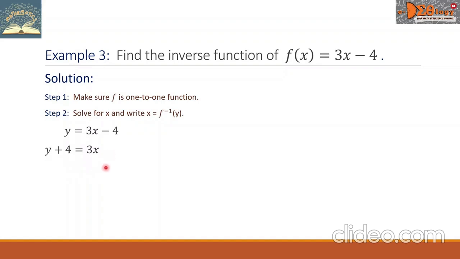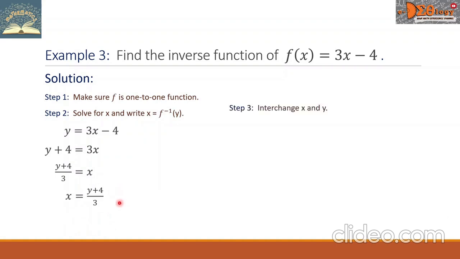We divide the equation by the coefficient of x, which is 3. So the left side becomes y plus 4 over 3 equals x. We just interchange the position of x and the left side value. So x comes to the left equals the fraction y plus 4 all over 3.